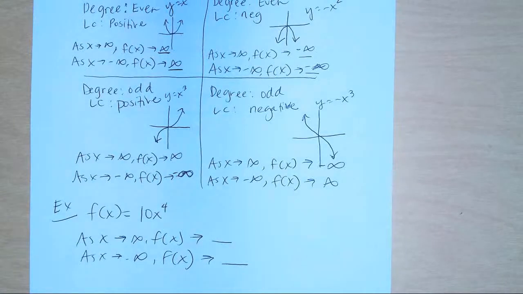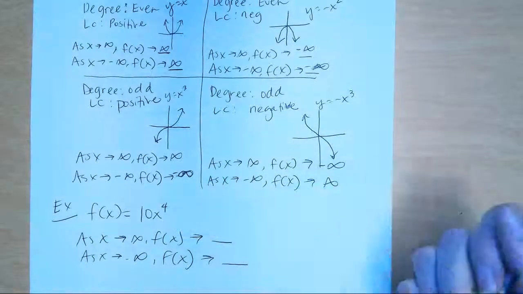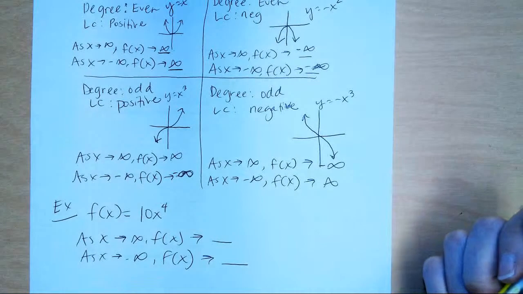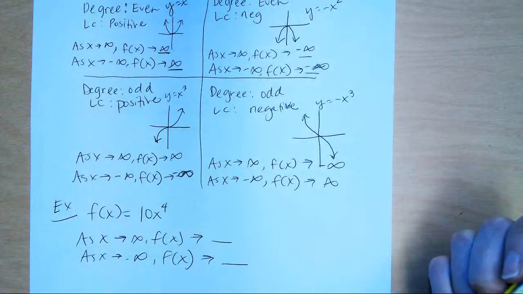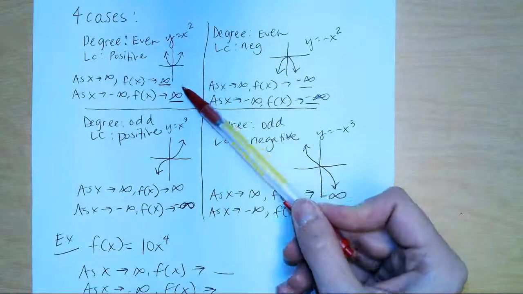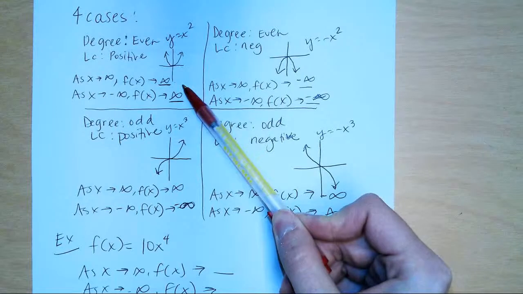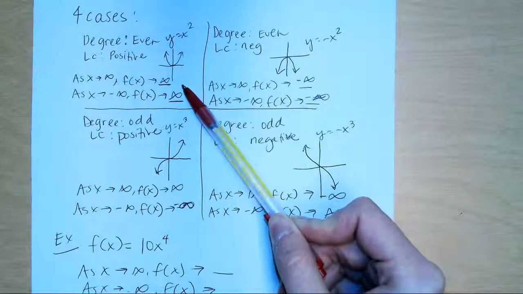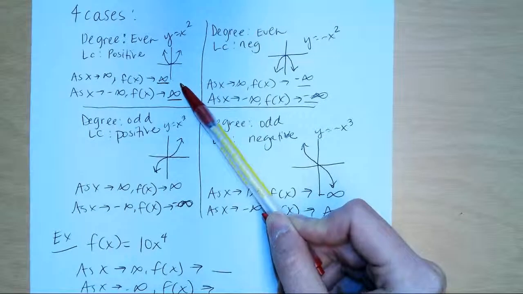The first is to use the chart and figure out what's happening. So if we did that, we need to decide, is the leading coefficient positive or negative? Positive, and is the degree even or odd? Even. So which one of these is it going to look like? x squared. And then you can think in your mind, okay, what does x squared look like? It's going up on both.